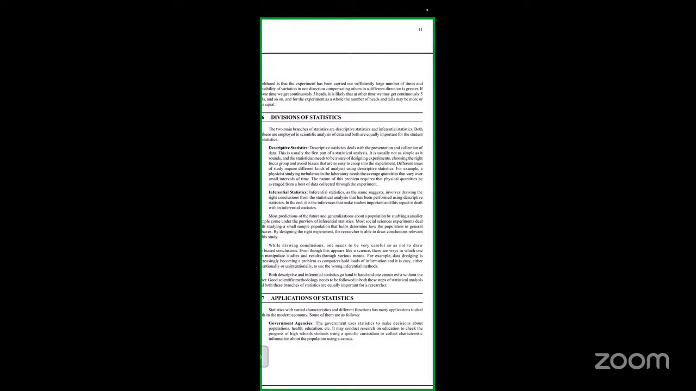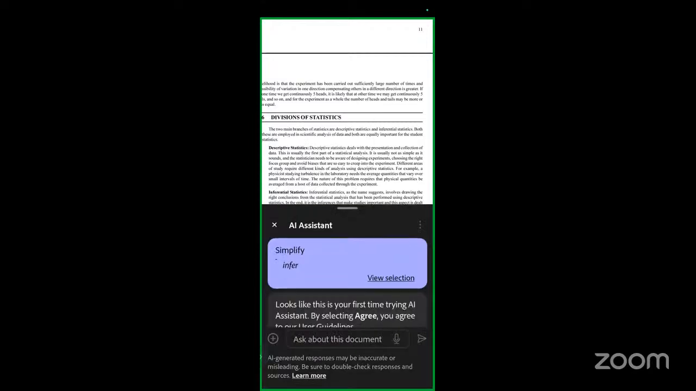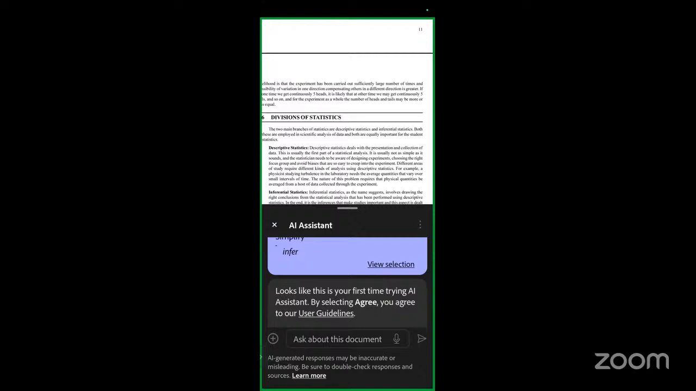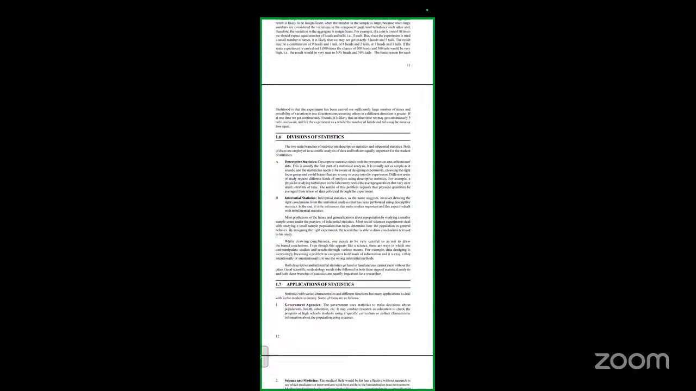For example, in your class, I can say how many males and how many females. That gives a description. How many pass or fail? Heights, race, color, day scholar or residential, and educational background. These are the descriptions.